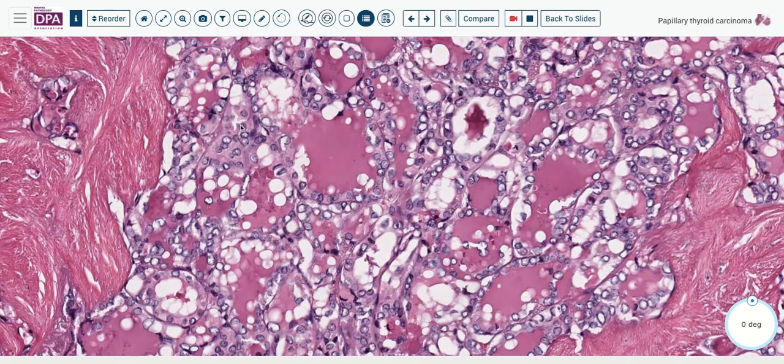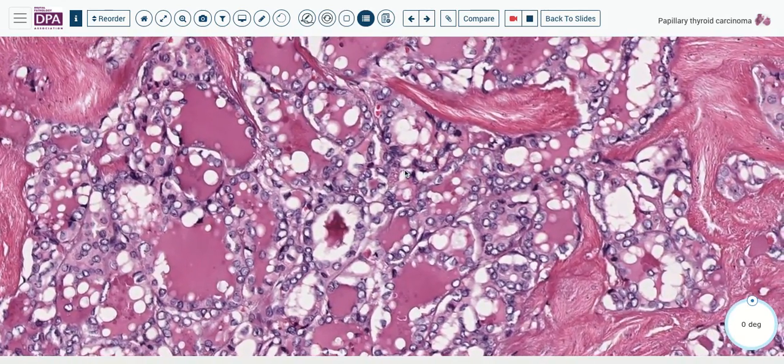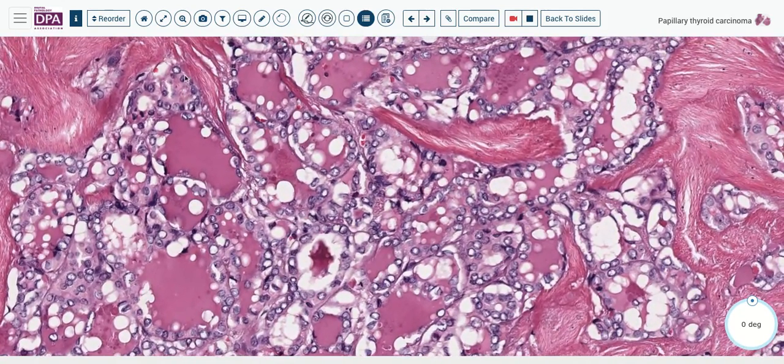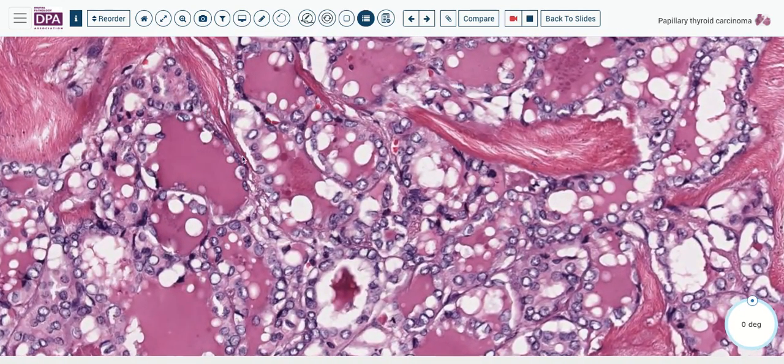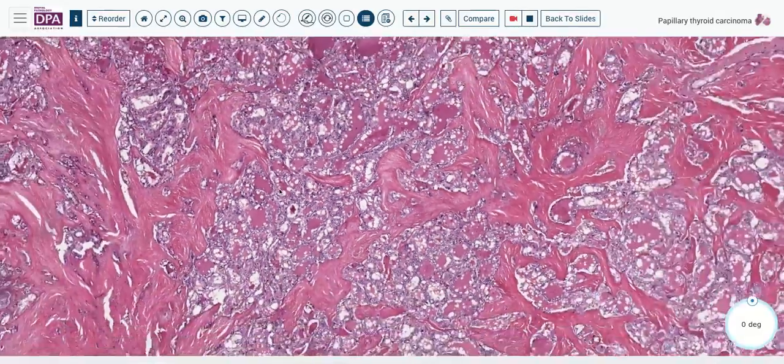Here you see a lot of clearing. You see this dense hyaline, almost hyaline-like sticky colloid with some scalloping, and certainly a lot of nuclear clearing and inclusion type bodies being formed by these nuclei.